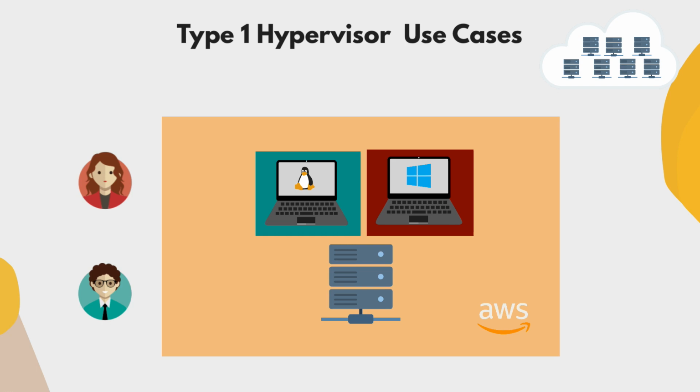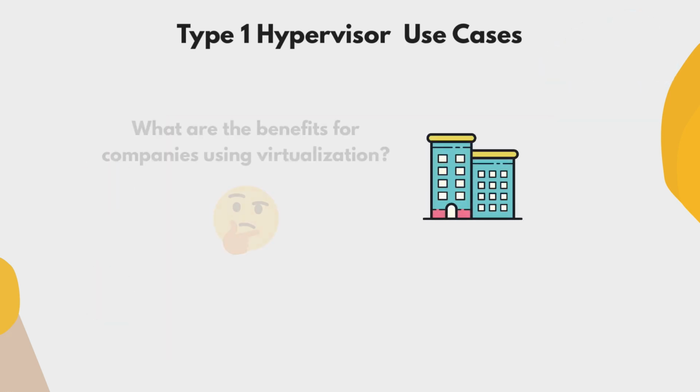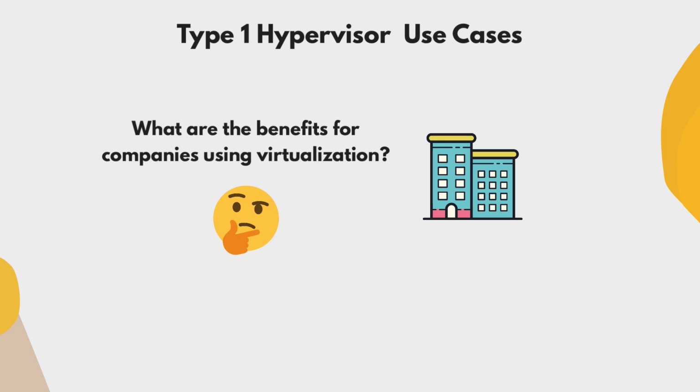Now, I gave you some examples of why type 2, also called hosted hypervisors, are useful, right? For using them on a personal computer. But what are the use cases of the type 1 hypervisors? So what is basically the big advantage of companies going out there and using this virtualization on their server infrastructure?